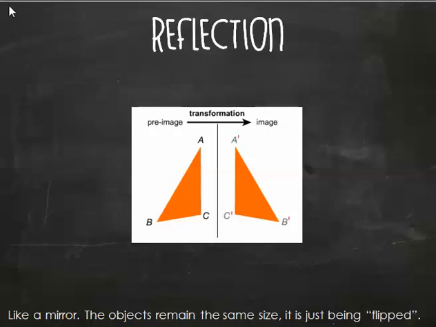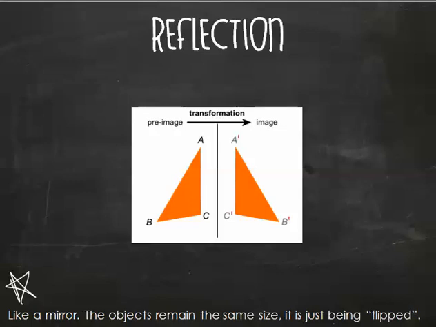Okay, so the first one we're going to start out with is a reflection. Reflection, it's just like a mirror. So when you're standing in front of the mirror and you see yourself, you stay the same size, but everything's just being flipped. So like your left becomes your right, and your right becomes your left. It's just all kind of flipped on you.